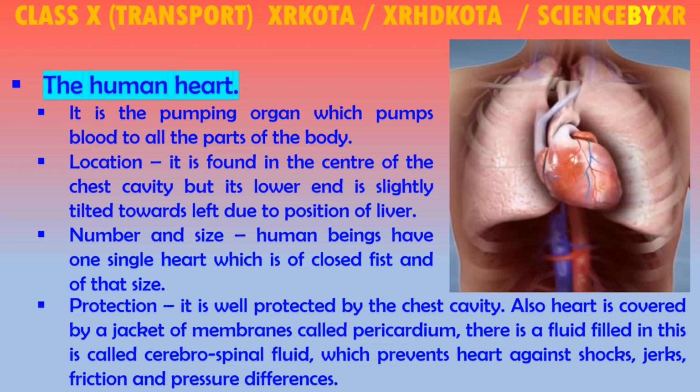And moreover, the heart is also covered by a jacket of two membranes, which is called the pericardium, and a fluid is there, that is cerebrospinal fluid. Sorry, pericardial fluid. It is wrong. It is pericardial fluid, which is protecting the heart from the shocks and the jerks and the pressure difference and the friction and all. Please make the correction. It is not cerebrospinal fluid, but pericardial fluid. Okay, so that you can write.